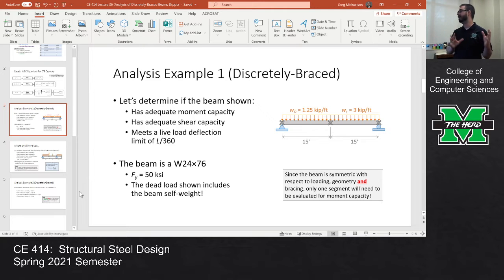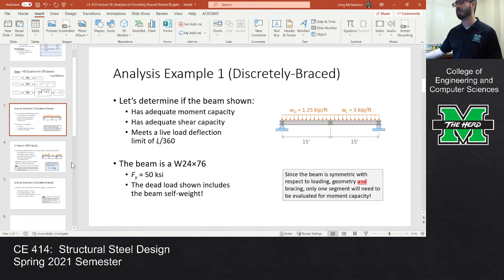And a lot of what we did before with continuously braced beams is still going to be the same, right? It's still going to be the same shear capacity. It's still going to be the same deflection check. It's still going to be the same structural analysis. The only thing that's different is that FEMN computation. So that's what I really wanted to hammer home.